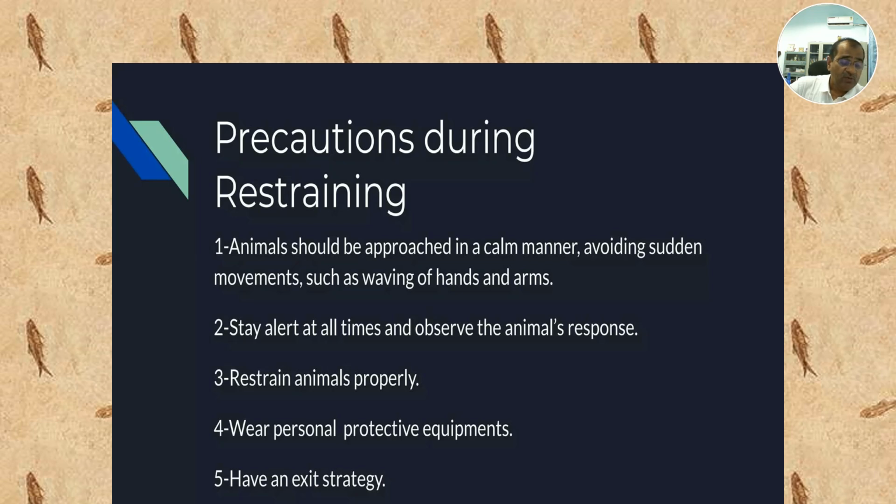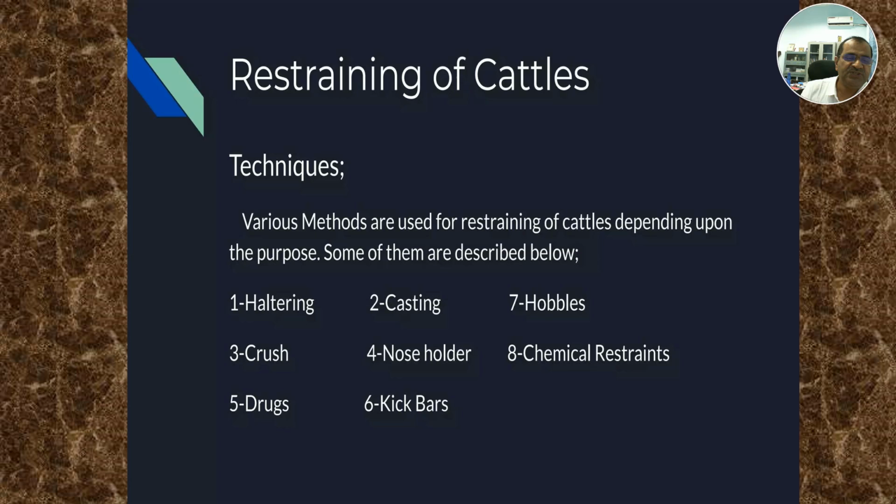And before the procedure we have to have an exact strategy: how long the animal is going to be restrained, and what procedures are going to be conducted on that particular animal, the duration of the restraint, etc. Because if you restrain an animal for a prolonged period in lateral recumbency, there may be a chance of developing bloat or tympany, or sometimes radial nerve paralysis. Hence, to avoid all the secondary complications, we need to adopt a proper restraining technique.